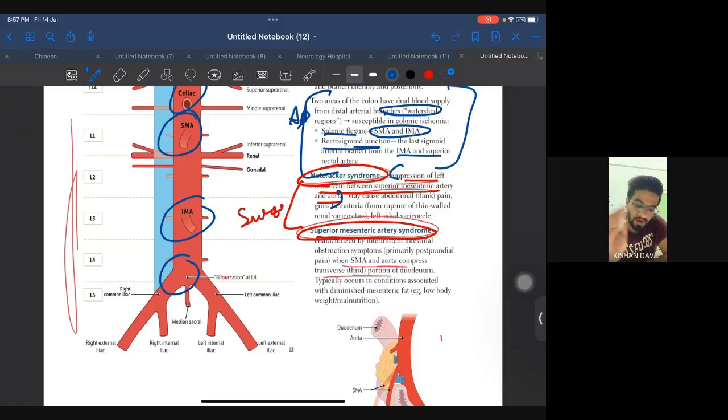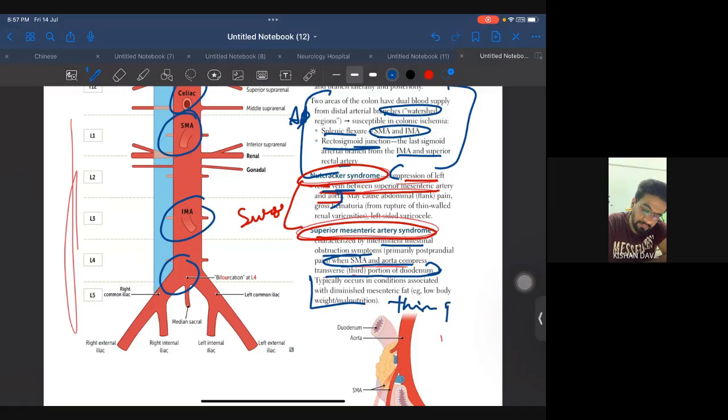Coming to superior mesenteric artery syndrome, characterized by intermittent intestinal obstruction syndrome when the SMA and aorta compress the transverse portion of the duodenum. The third portion of the duodenum is compressed over here, whereas here the renal vein is compressed. Now in this superior mesenteric artery syndrome, they will typically give a very thin patient. Thin patient, so fat won't be there. If there is no fat, there is no cushion for the third part of the duodenum, or else it will be wrapped around the superior mesenteric artery. This is what happens over here.